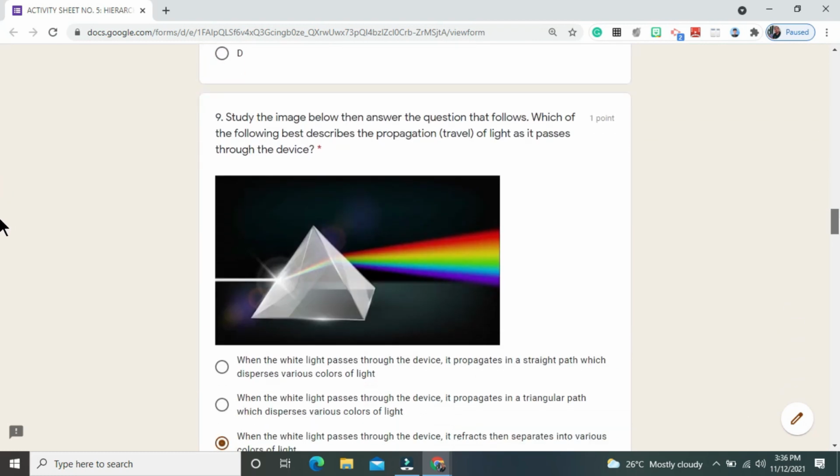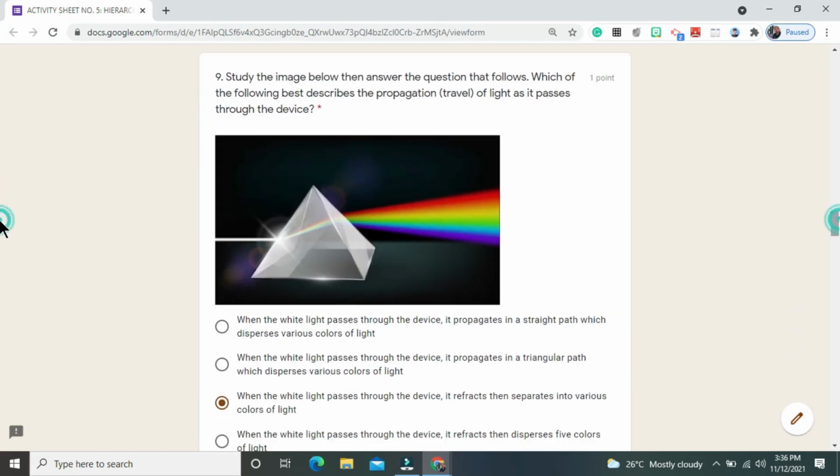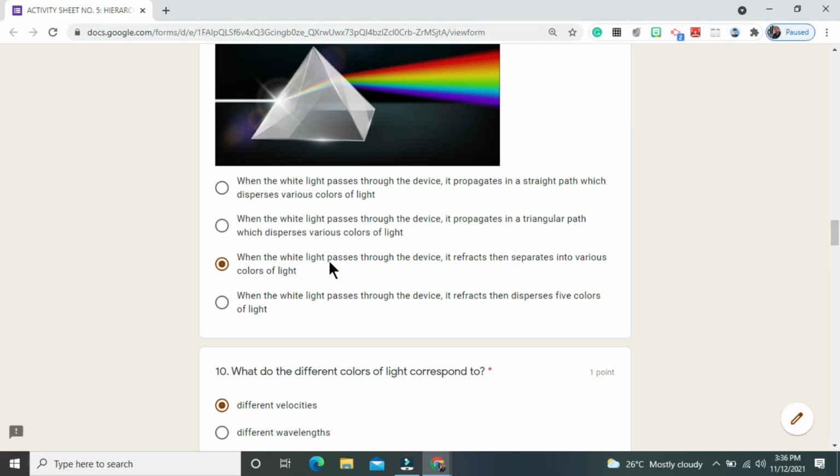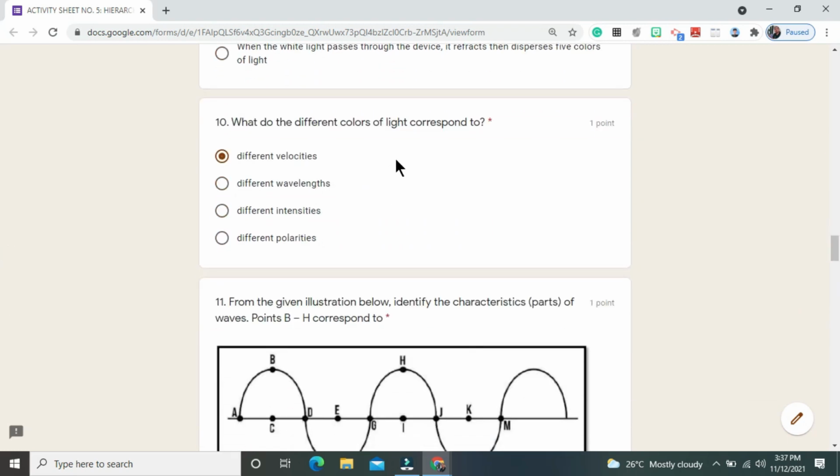Question number 9. Study the image below. Then answer the question that follows. Which of the following best describes the propagation or travel of light as it passes through the device? The correct answer is when the white light passes through the device, it refracts, then separates into various colors of light. Question number 10. What do the different colors of light correspond to? The correct answer is different velocities.